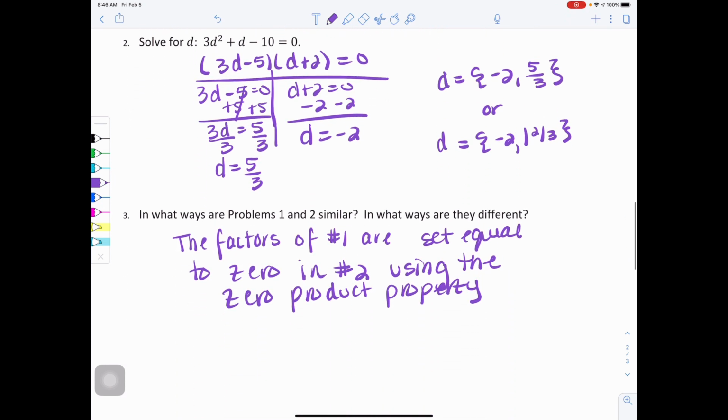Then in what ways are problems 1 and 2 similar, and what ways are they different? So I said the factors of number 1 are set equal to 0 in number 2. So obviously they share those factors using the zero product property. The main difference is that number 1 is an expression and number 2 is an equation. So that's where you have the equal 0 as part of it. And that concludes your lesson on the zero product property, day 2.